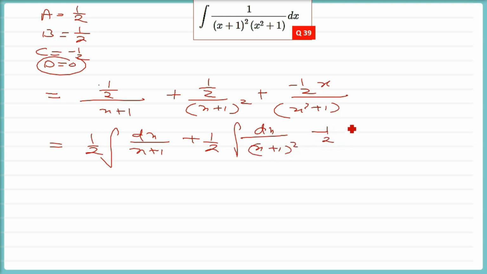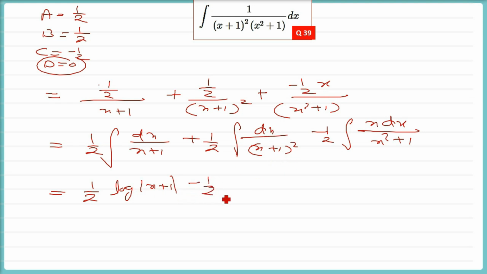Here, negative half and x divided by x square plus 1, dx. Now this is quite clear. It will be ln, log modulus of x plus 1. This we have already done in the previous question. It is negative 1 by x plus 1, that is dx by (x plus 1) whole square is directly negative 1 by x plus 1. You can directly replace it. So negative half is already there. Minus minus become plus.